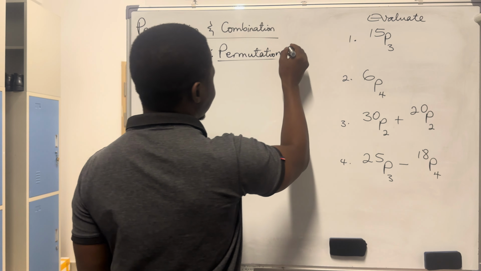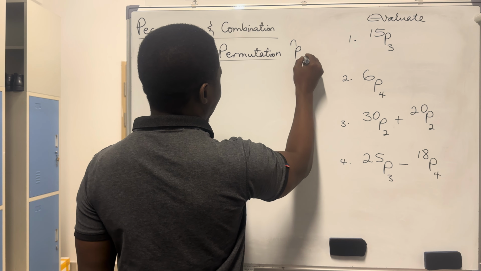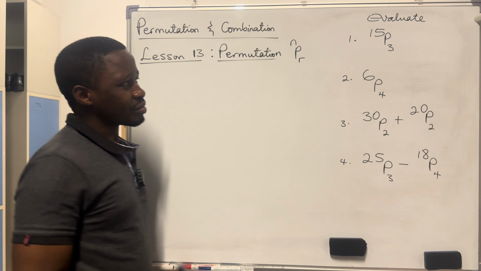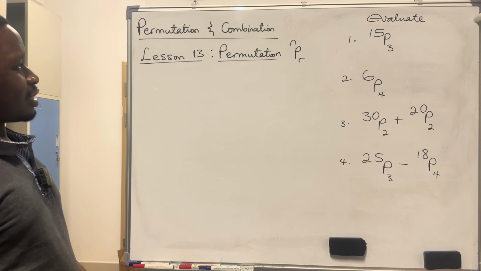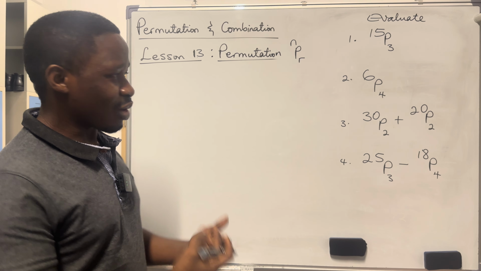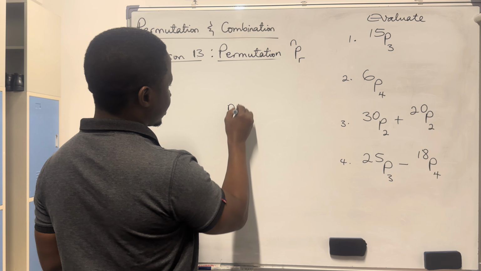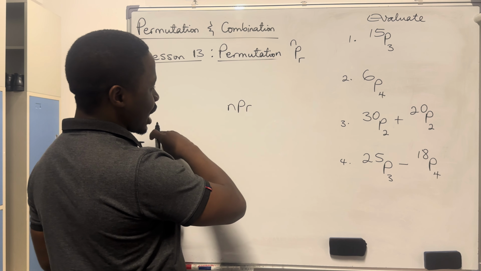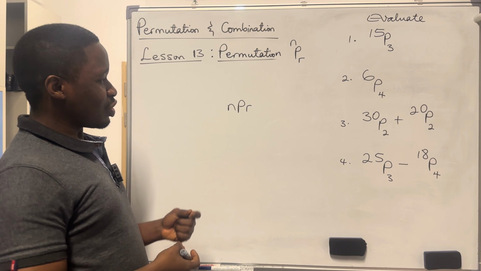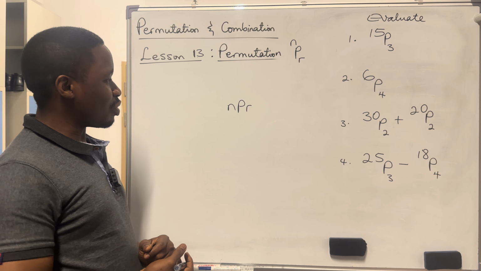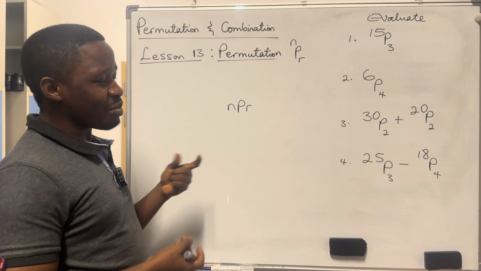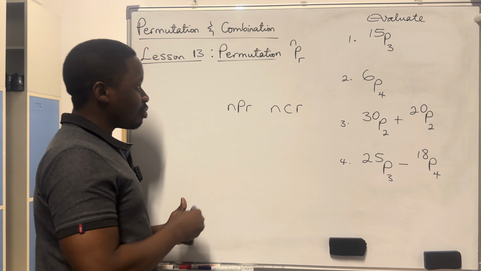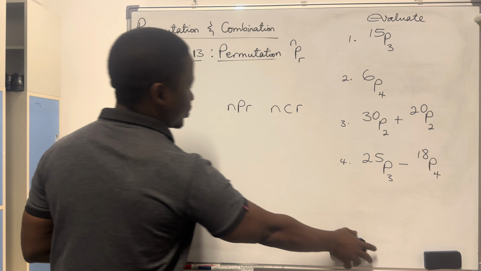Permutation notation says nPr, which is read as n permutation r. On the calculator, it appears as if nPr and nCr are at the same level. So once you see nPr on your calculator button, it means n permutation r. nCr means n combination r. But now we are dealing with permutation.